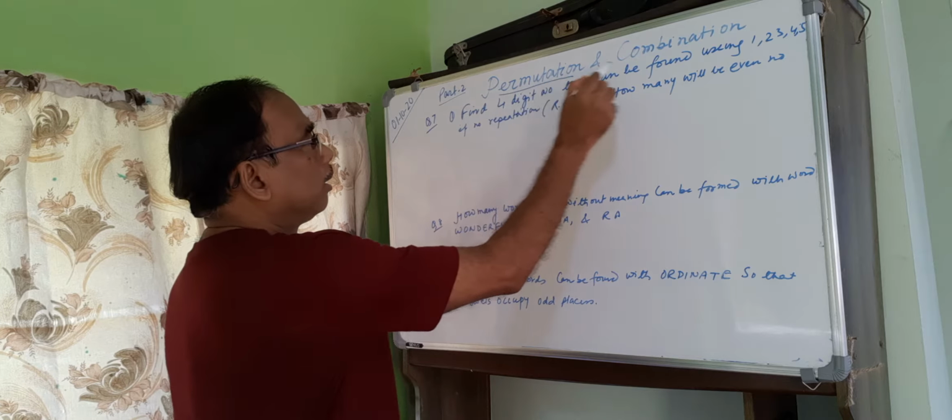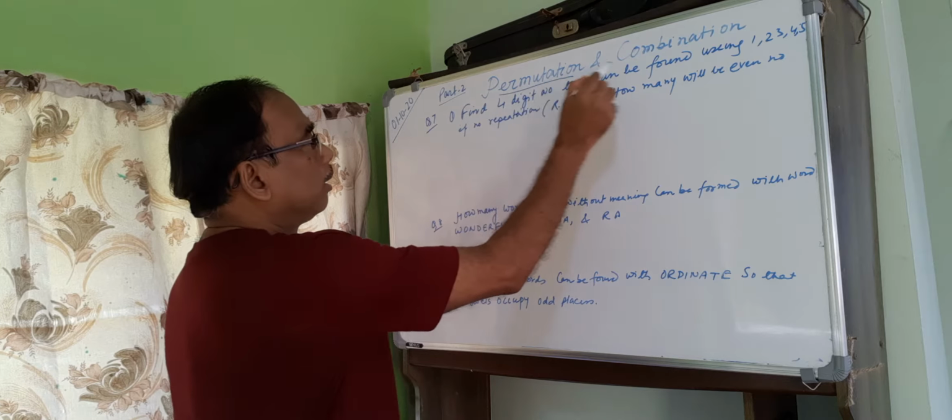Now sum number 7: find the 4-digit numbers that can be formed using 1, 2, 3, 4, 5 if no repetition, meaning repetition is not allowed. And second, how many will be even numbers? So sum number 1 is given. Here is a 5-digit set and we have to make 4-digit numbers: 1, 2, 3, 4.